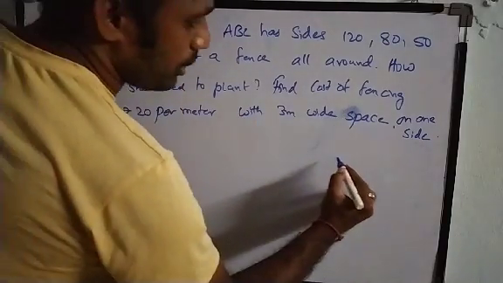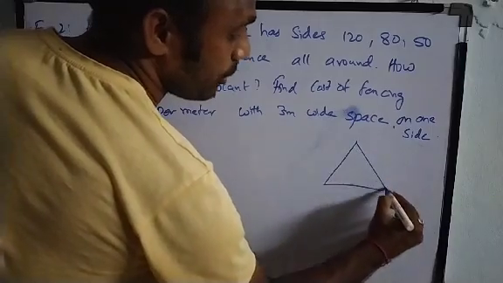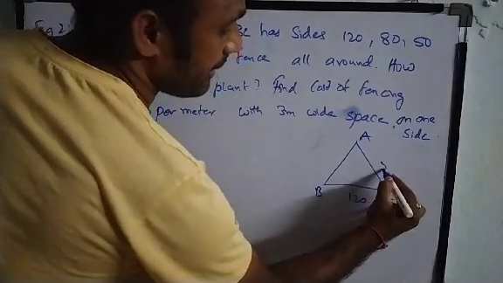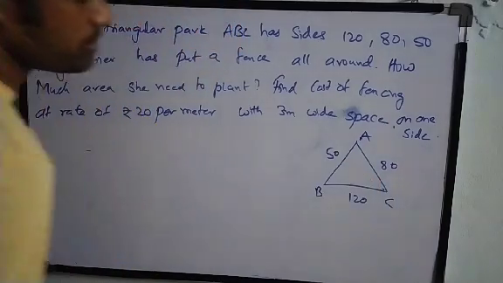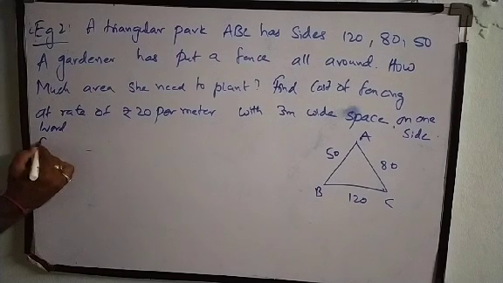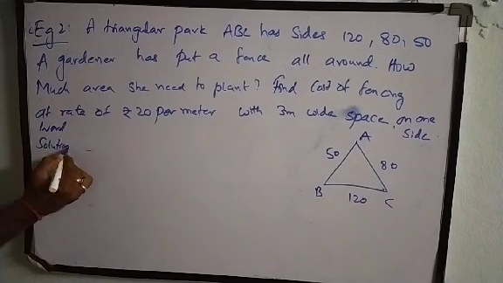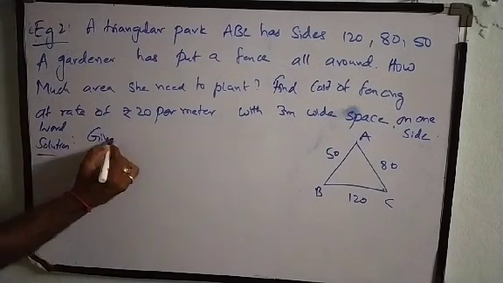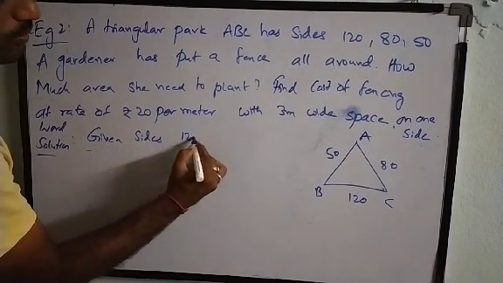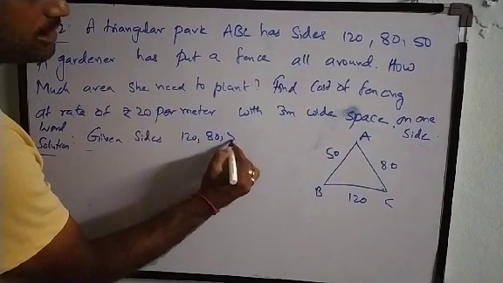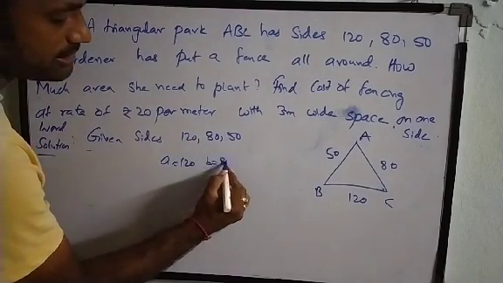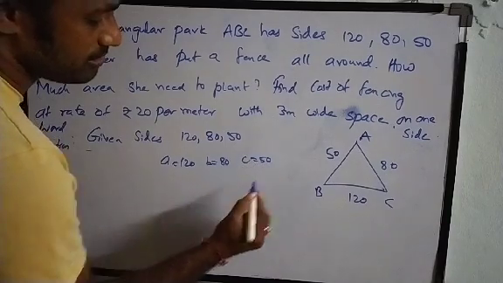Okay, there is a triangular park ABC. Let us suppose this is the triangular park ABC with 120, 80 and 50 centimeters on the sides. So find the area first. Let us see the solution of this. Given sides 120 centimeter, 80, 50. So A is 120, B is 80 and C is 50.